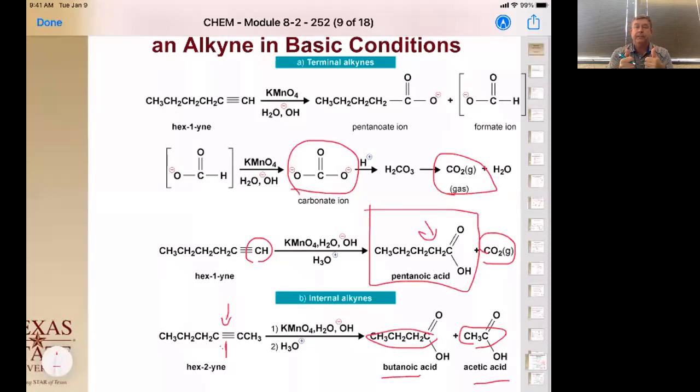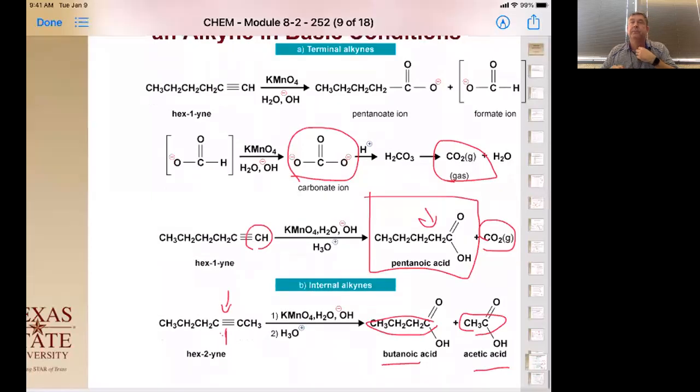All right, questions on that? Notice a lot of the reactions are the same, but there are some unique differences. You need to make notes of the differences, like neutral potassium permanganate and that enol tautomerism found in the oxidations. All right, so that is how alkynes are different than alkenes.